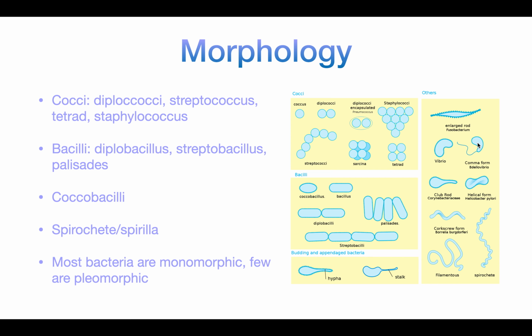The other ones, more importantly, like Vibrio, is like a comma shape. The spirochete is a circular corkscrew shape. And the true corkscrew is more of a parasite. So this is Borrelia burgdorferi, a bacteria that infects ticks. This is the one that causes Lyme disease. Most bacteria are monomorphic, so they assume one of these structures. There's only a few that can change their structure.